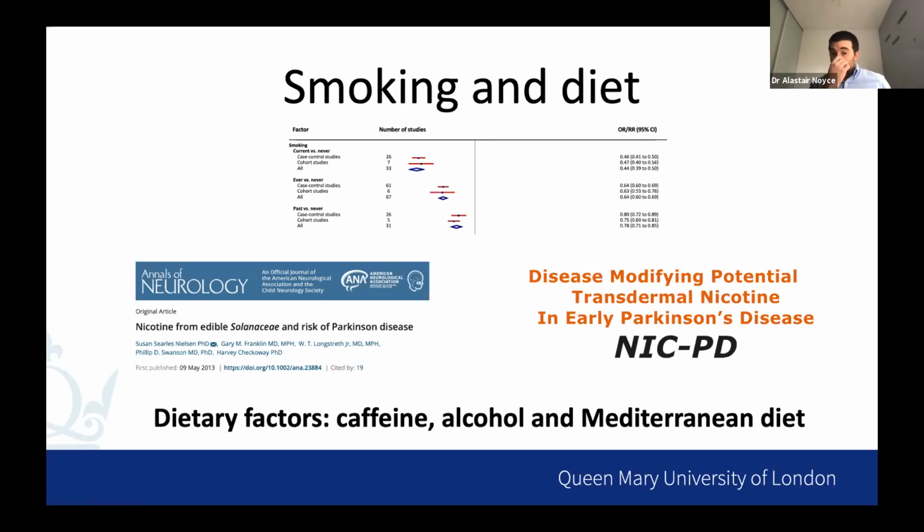And I could keep talking about other potential protective factors for Parkinson's, caffeine, alcohol, Mediterranean diet, but just kind of going through all the epidemiological literature in this way is probably a little bit dry. So I'm going to change focus a bit.